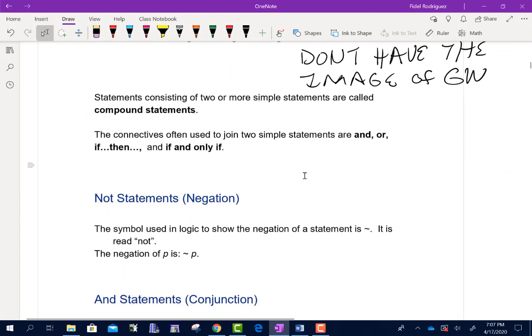Statements consisting of two or more simple statements are what we call compound statements. And the connectives, which we're going to be talking about throughout chapter 3, are and, or, if then, and if and only if. And we'll explain what those mean.